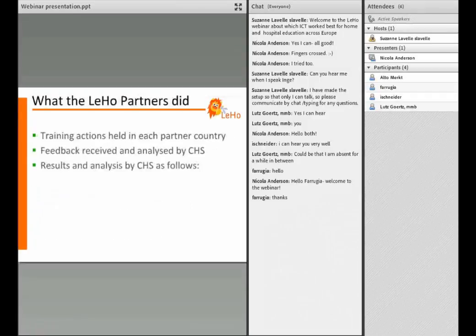And then those feedback and results would be analyzed. So training actions by the LEHO partners were held in each partner country, although we are still waiting for some results from Spain. The feedback from SurveyMonkey has been received and analyzed by the Children's Hospital School. And what I'm going to show you now is just some of the results of the analysis about what type of ICT was trialed and what worked and how it worked.